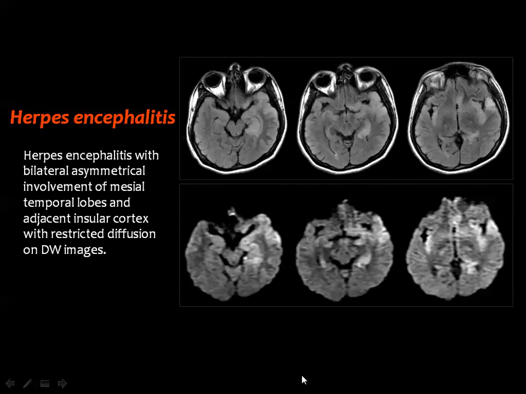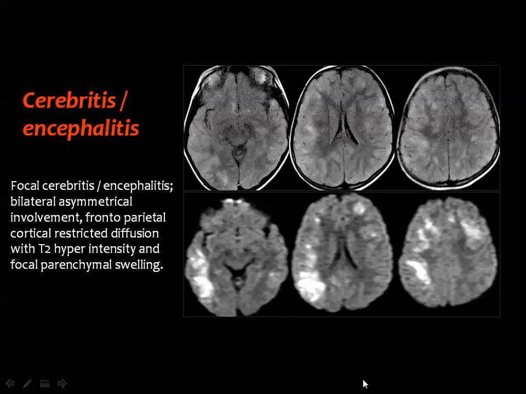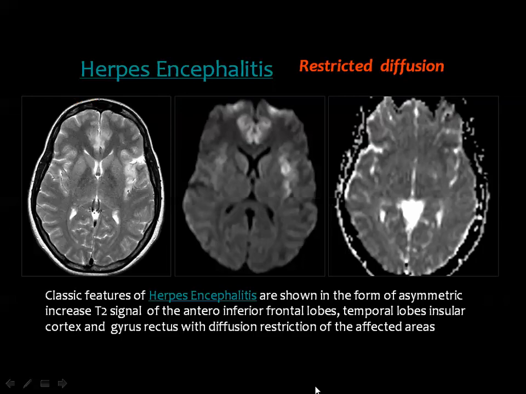Also, in cases of herpes encephalitis, if the lesions are subtle, they are not well demonstrated in the T2 and the FLAIR images, and the lesion is seen here, but it will appear much brighter in the diffusion weighted images because of the restricted diffusion. And this is an example of encephalitis, FLAIR image and diffusion weighted images. And here you appreciate the lesions that are well prominent in the diffusion weighted images compared to the FLAIR images.